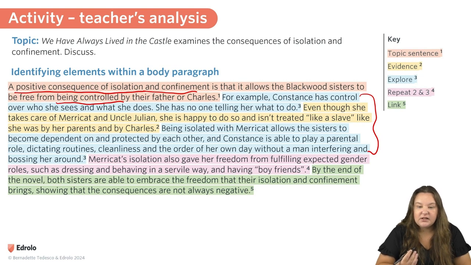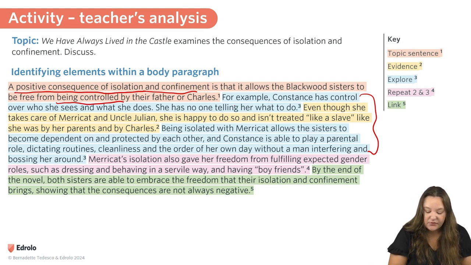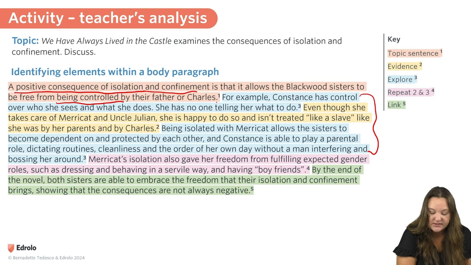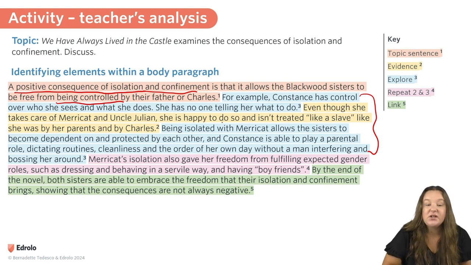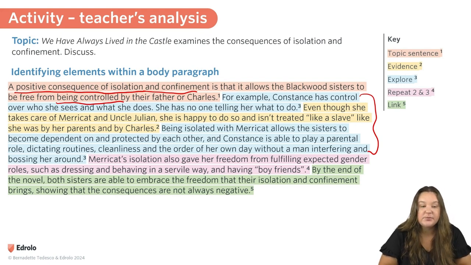It has some good stuff here. It's accurate, but there's some things that we can improve on. The body paragraph then moves into providing evidence and exploring that evidence. For example, Constance has control over who she sees and what she does. She has no one telling her what to do. So we have this statement here which provides an example of Constance no longer being controlled.